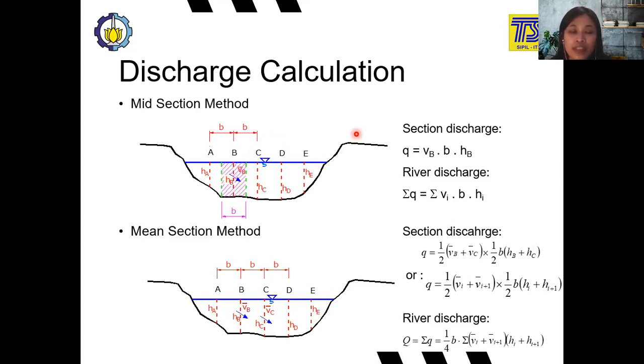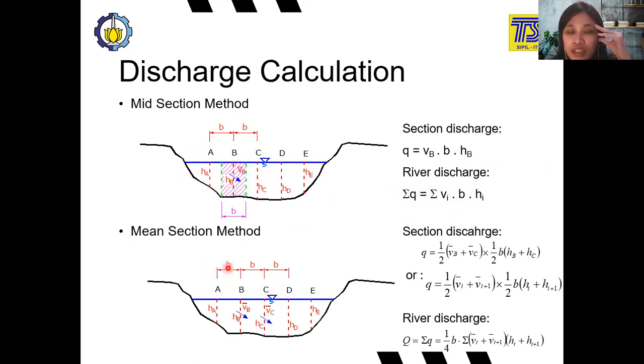There are also other methods for the discharge calculation. There is the mid-section method and the mean section method, which calculate the discharge on each section. Here the sum of the discharge on each section is equal to the sum of the velocity times the width of the section, times the height of the water level. Each section, like A, B, C, D, E, will have a different discharge, and for the river discharge, the section discharges are accumulated.